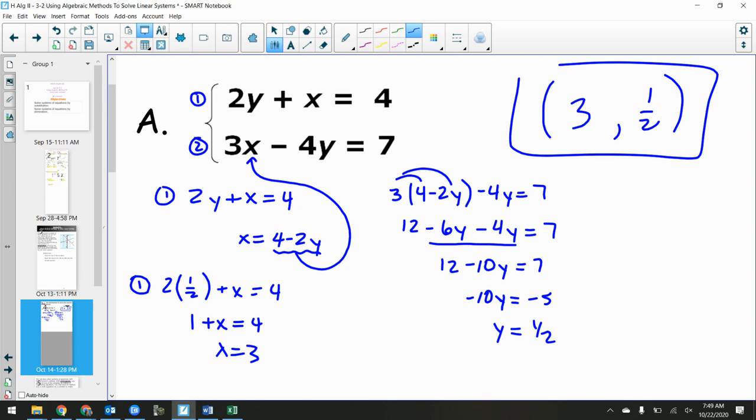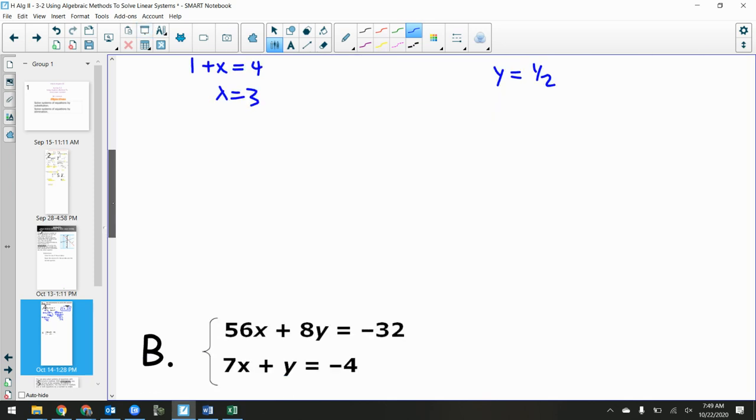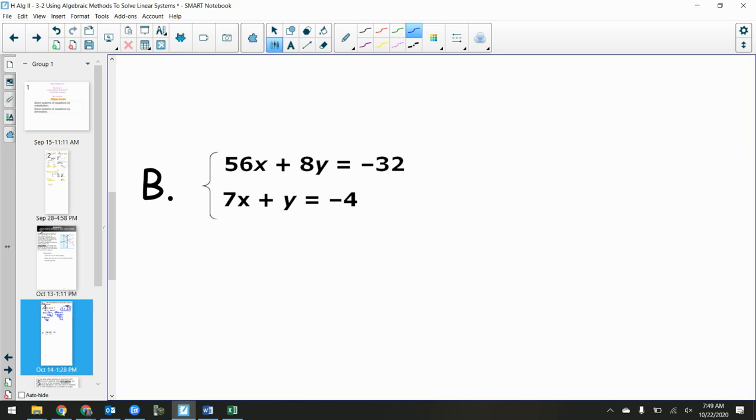Does that ring a bell? Like, oh yeah, I remember this now. Okay, let's do this one here together. Okay, what's the easiest route to take? Solving for what equation, or what variable in which equation? Equation 2, solve for y. Good, equation 2, solve for y. Because again, it doesn't have a coefficient, right?